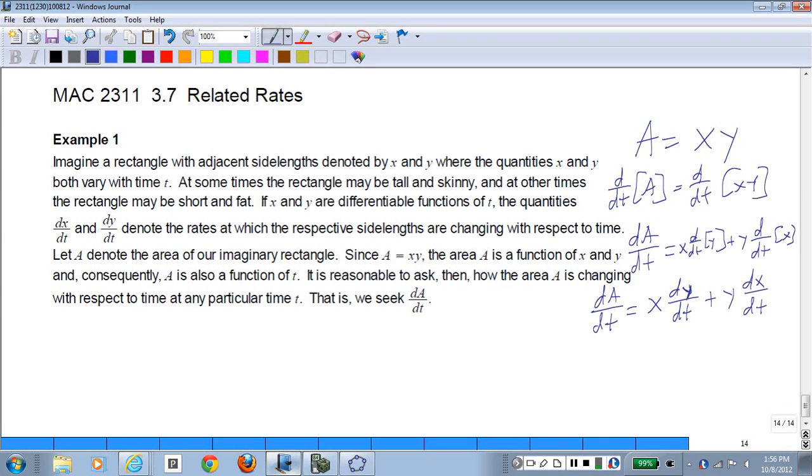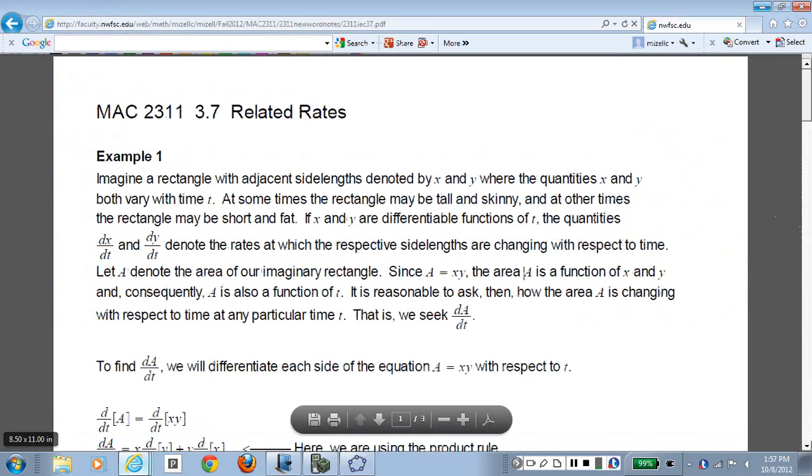So just as the area is related to the side lengths, area equals x times y, the rate at which the area is changing is related to all four of these quantities. So what we have is related rates. The rates are related as well as the individual side lengths. So we've got a specific case. The specific case is this.